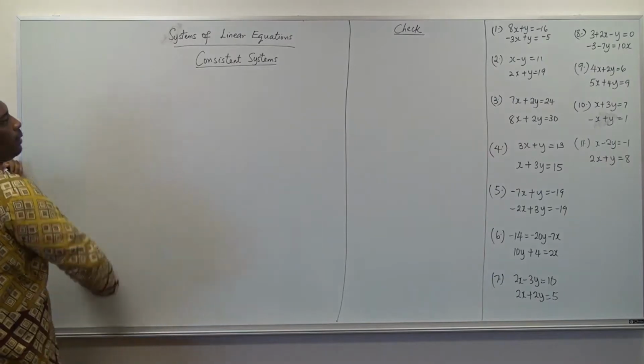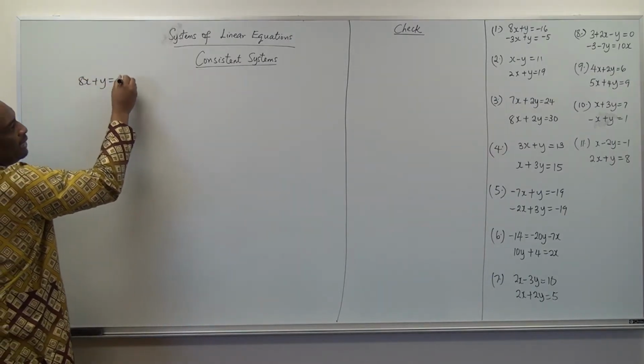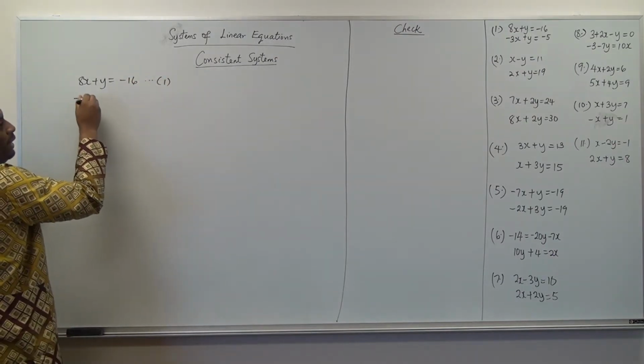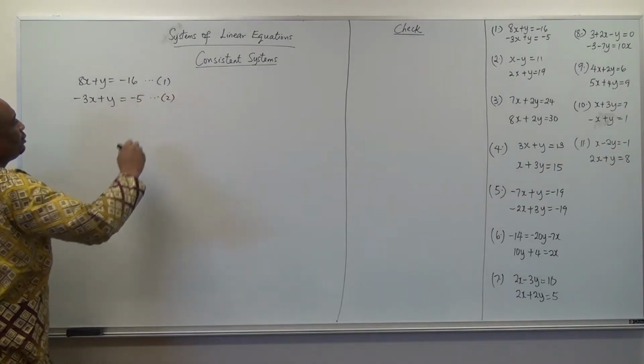The first one, we have 8x plus y equal to negative 16. You can call this equation 1. And then negative 3x plus y equal to negative 5. You can call this equation 2.